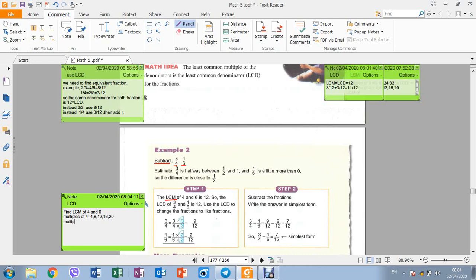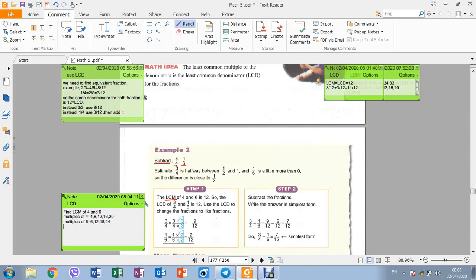Multiples of 6. So 1 times 6, 6. 2 times 6 is 12. 3 times 6, 18. 4 times 6, 24. And that's enough.